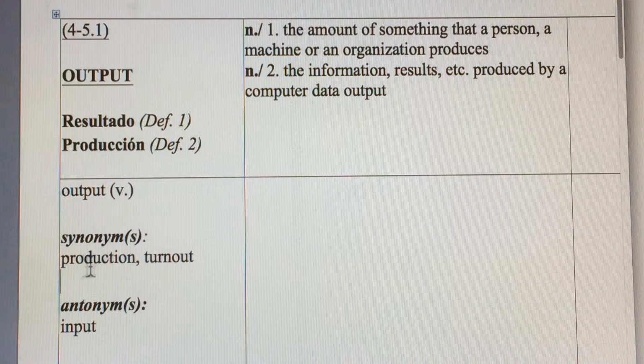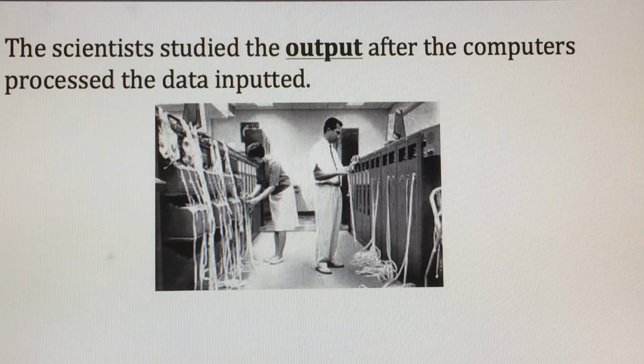We have two synonyms for you to learn, production and turnout, and one antonym, the input, which makes sense. An input can be used as a verb and as a noun, just like output. Okay, you have two Spanish translations that are given, so be sure you remember both. And that is your Level 1 Academic Word of the Day.